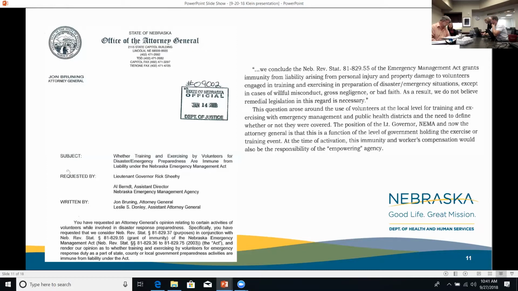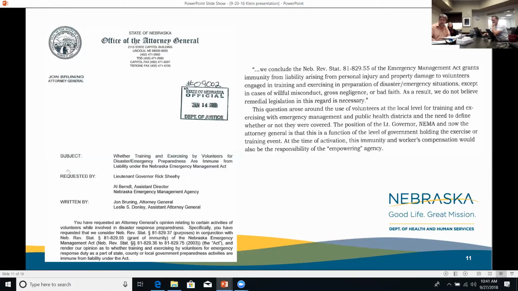But the AG's opinion basically held that volunteer training or preparing for an emergency are activities covered by the Act. And the consequence of that is that the liability protections and the workers' compensation provisions also include folks who are training for an emergency. And that's significant because at this point there wouldn't be a proclaimed emergency.